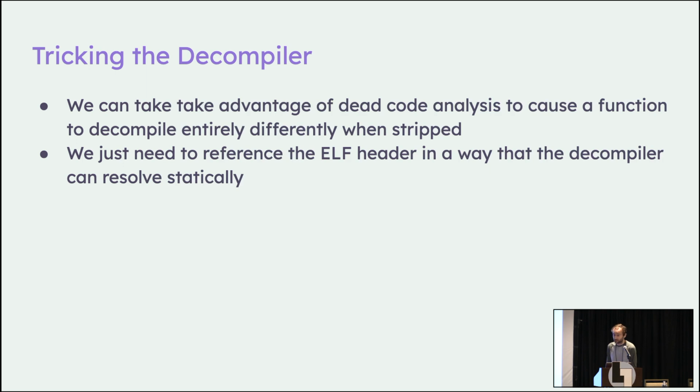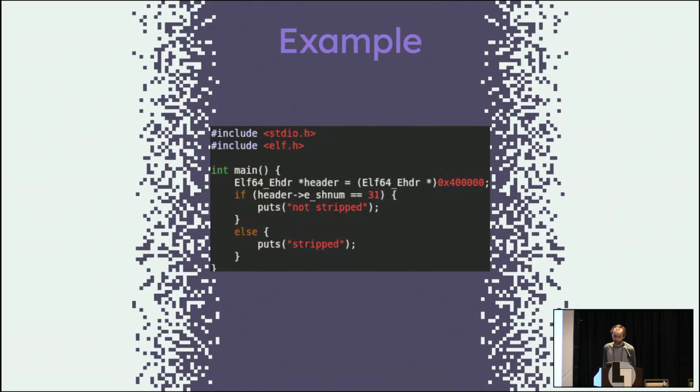We can take advantage of this dead code elimination to basically trick the decompiler into treating a function differently based on whether or not our binary is stripped. All we really need to do is what we were doing, referencing the ELF header, but we need to do it in a way that is simple enough that the static analysis tools can resolve it themselves. So we're going to make a little modification to our example from before. In this case, we're using a position-independent binary, no ASLR or anything like that. You don't strictly need to do that, but it makes this example a whole lot easier.